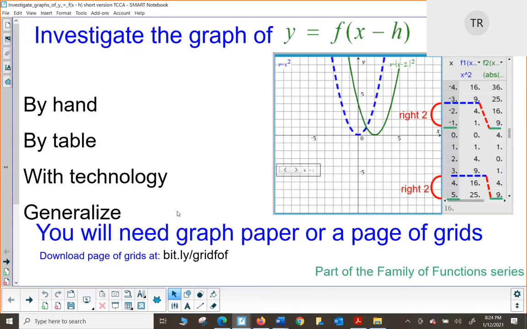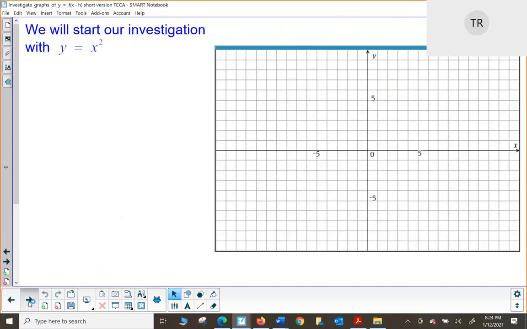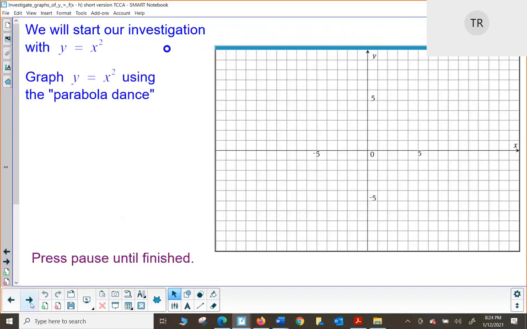So that's why these videos might be a little longer. I'm still trying to teach like I normally would. So I'm going to start with our investigation, y equals x squared. We have to graph using the parabola dance. I'm going to flip through this. Notice I say press pause until finished. So I actually tell them to do that. Now, if they don't, there's not much we can do, but I usually pause for about 3 or 4 seconds before I continue.